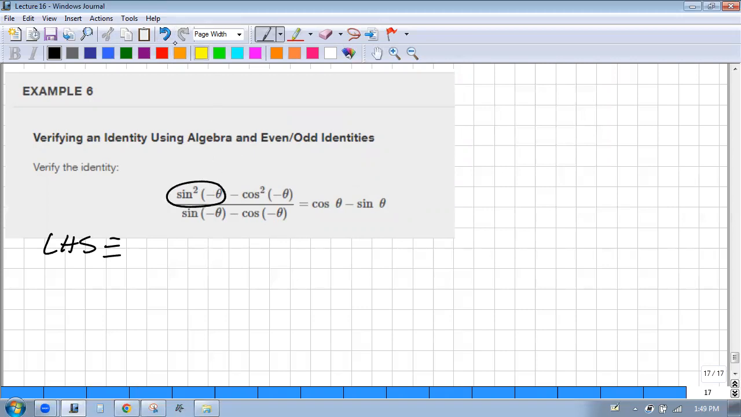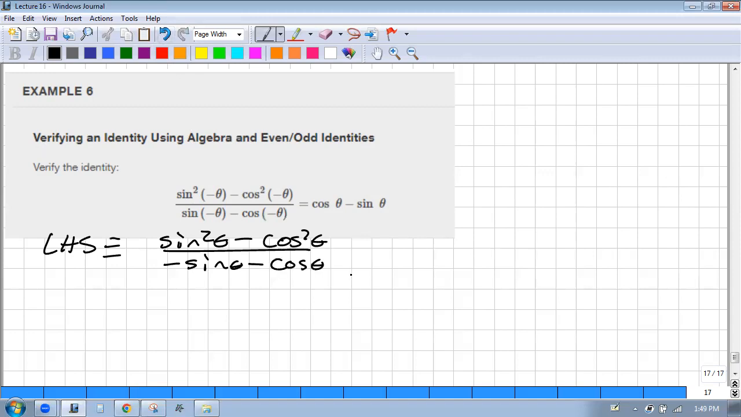Sine is odd, so this minus sign can be pulled out, but there are 2 of them because it's squared. So if we pull out 2 minus signs, they're going to cancel. This minus comes along with this. These we can throw away because cosine is even. This minus sign will come out. This minus sign we could throw away. So I'm trying to turn this into that now. At least these are all trig of theta.